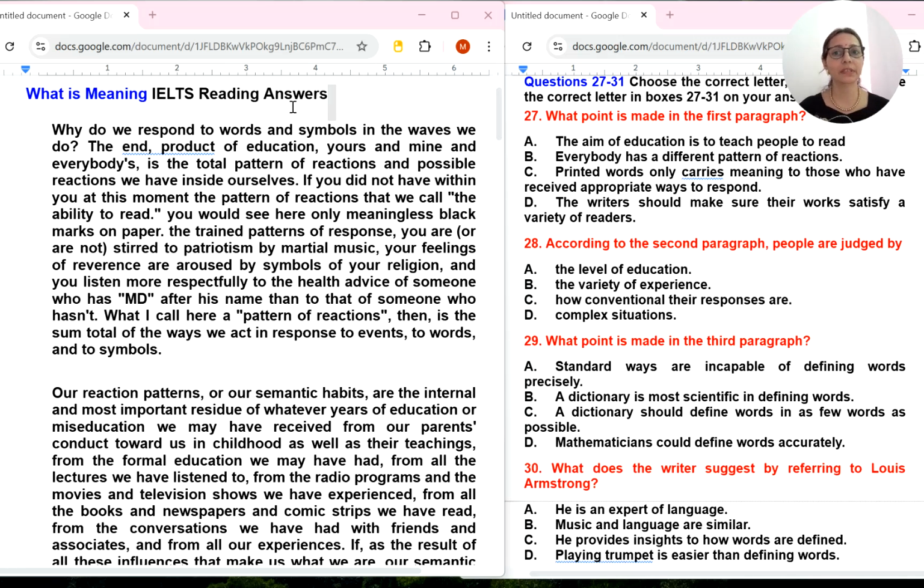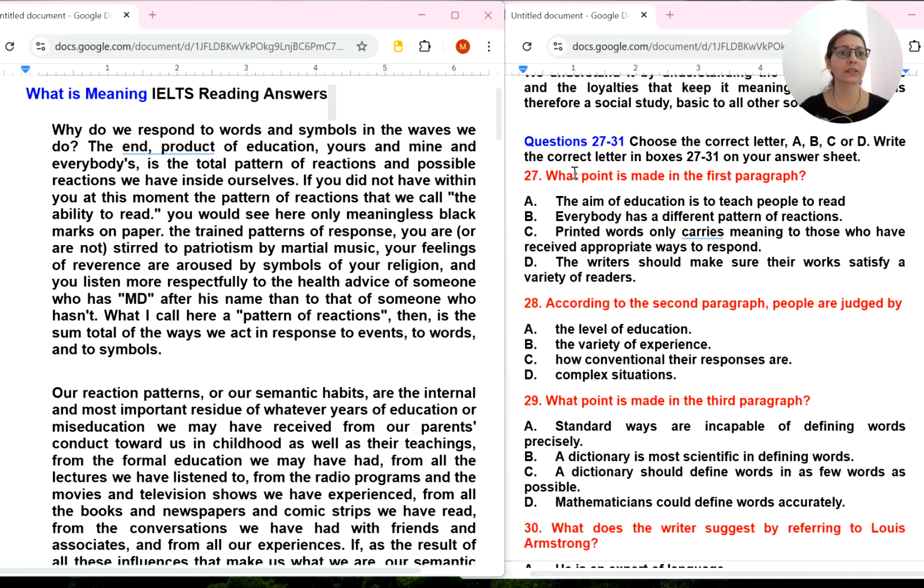So, we will be doing this reading passage. That reading passage name is What is Meaning? This is also from a real IELTS exam. This is reading passage number 3, and for this reading passage, we have been given three types of question.